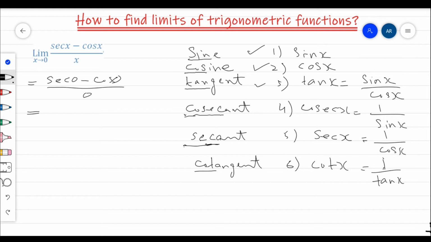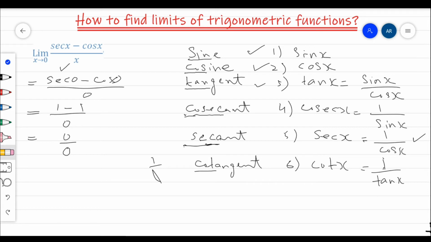Now we need to find secant of 0. Secant is the reciprocal of cos of x. So secant of 0 means 1 by cos of 0. Cos 0 is 1. You can check it from a calculator. So 1 by 1 is 1. Minus cos 0, which is 1, by 0. 1 minus 1 is 0, over 0. So on direct limit, we get an indeterminate form 0 by 0, which is not an acceptable answer.